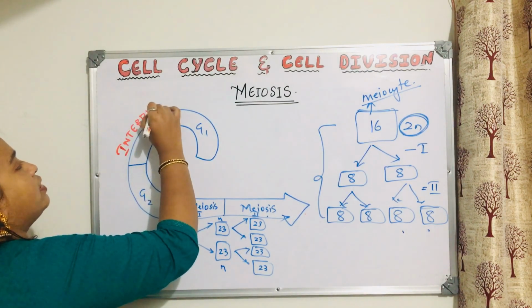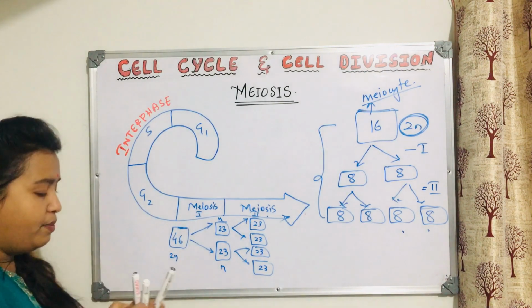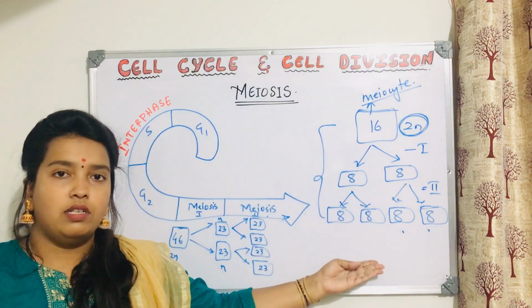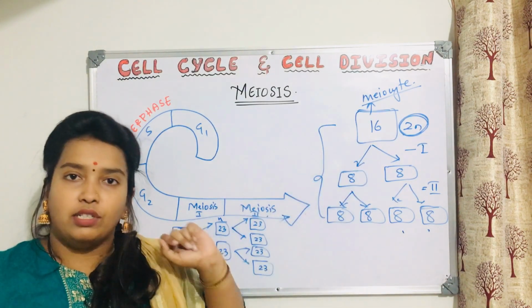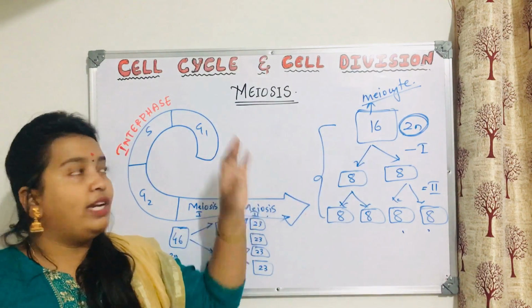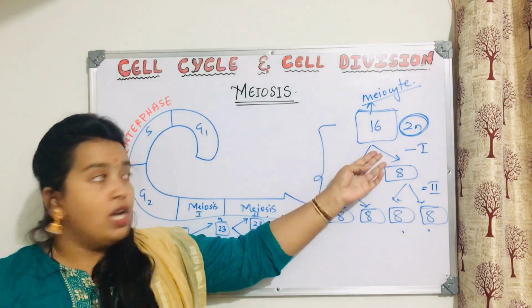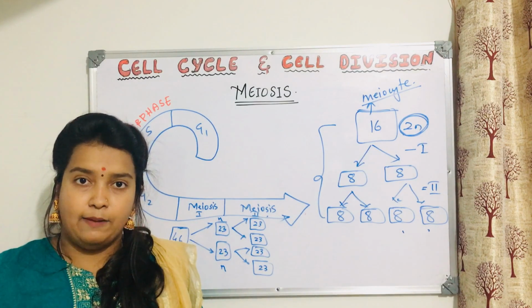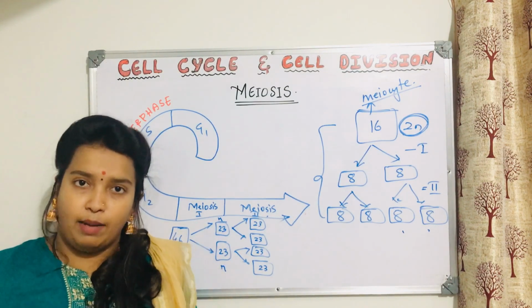So interphase works for meiosis, yes. Because the meiotic cell, the meiocyte which is undergoing meiosis, is a product of mitosis. Zygote divided and formed these cells. Now these also should grow. These also should replicate. Yes or no? Those things are important, no?